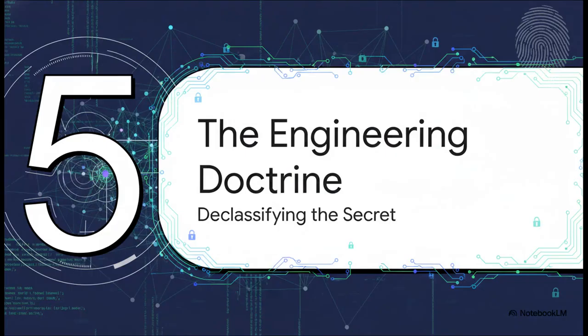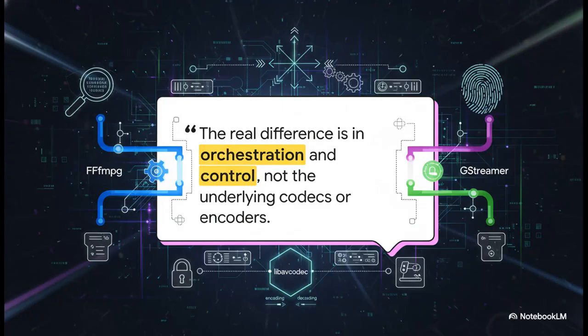So, after all this intelligence gathering, what's the one big secret we've declassified? What's the core engineering doctrine that you absolutely need to remember? Here's the most crucial point. Both FFmpeg and GStreamer can, and often do, use the exact same underlying software to do the heavy lifting. The real difference, the secret sauce, is how they manage the media pipeline. It all comes down to orchestration and control.